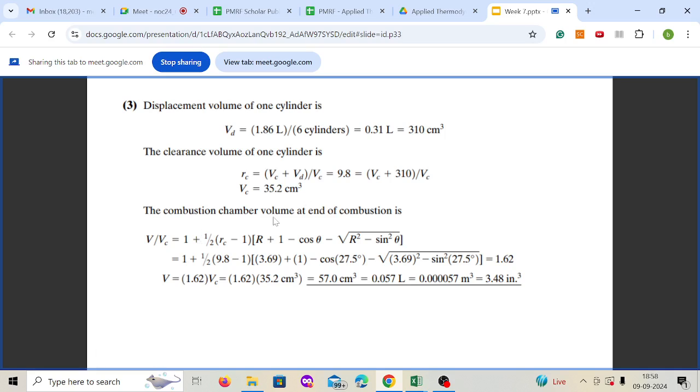So the combustion chamber volume at the end of combustion: V by Vc is 1 plus half of (the compression ratio Rc minus 1) into (R plus 1 minus cos theta minus root of R squared minus sin squared theta). So substituting the compression ratio and the R and theta values will give you a volume of 57 cm³. So this is the volume at the end of combustion.